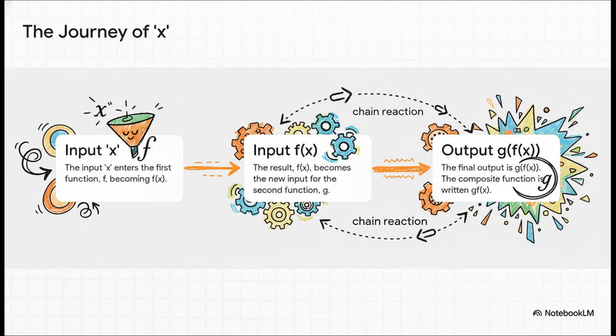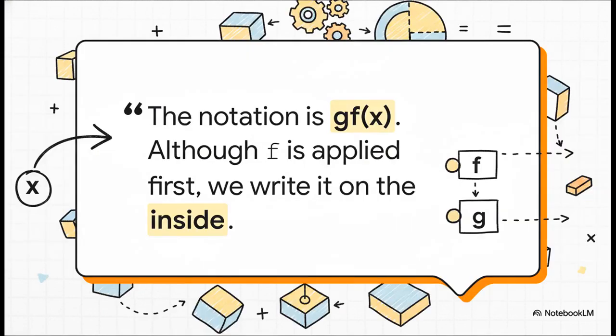The final thing that pops out at the end of the line is what we call g of f of x. It's a chain reaction. Now, I gotta be honest, the way we write this down can seem a little backwards at first. We write g of x, but the function we actually use first is f. The key is to just remember this one simple trick. You always read it from the inside out. Whatever function is snuggled up right next to the x, that's where you start.